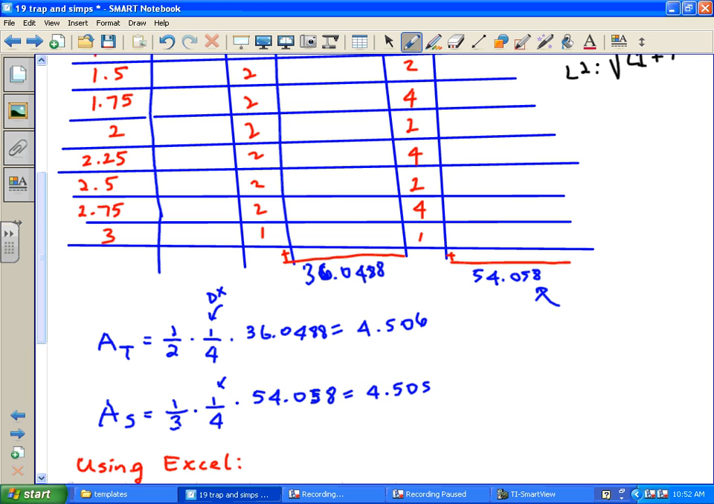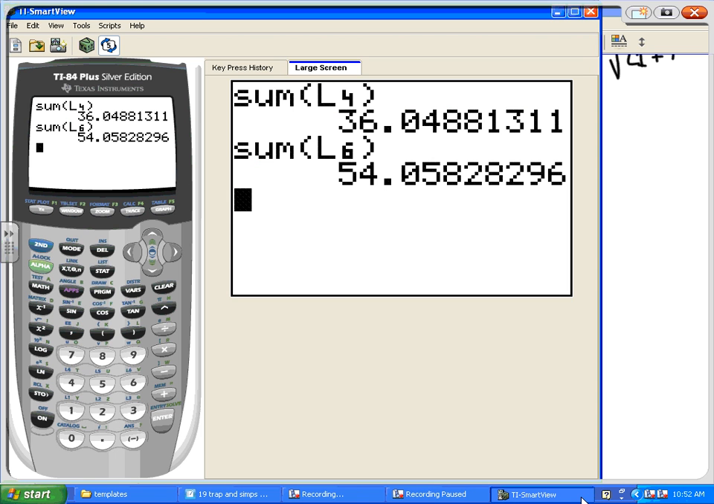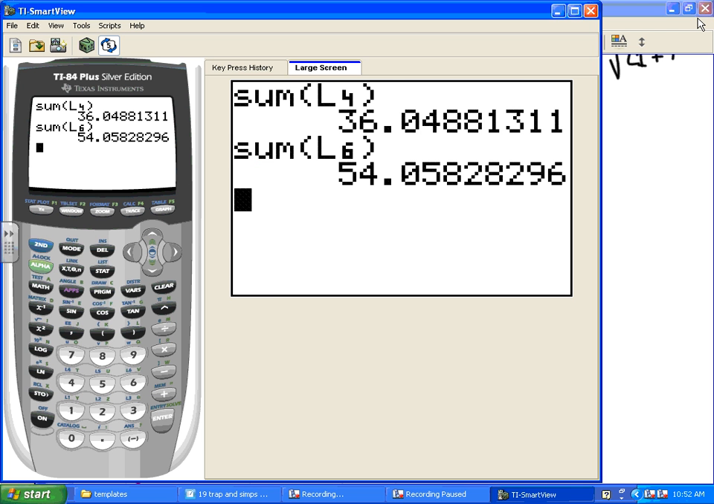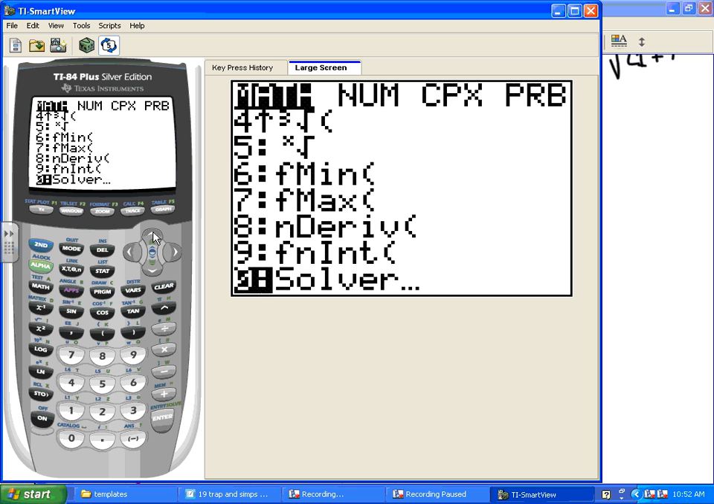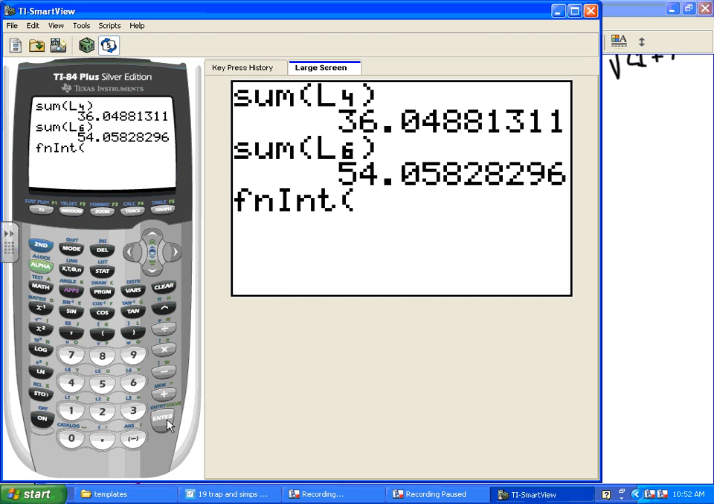And I suggest we do one more thing. Let's do function integration. What will our calculator give us for this integral? Let's go to FNINT to check our answer. So go to math, number 9, function integration. And we want to integrate, what was the original function? The square root of x squared plus 1, right? Okay, x squared plus 1.